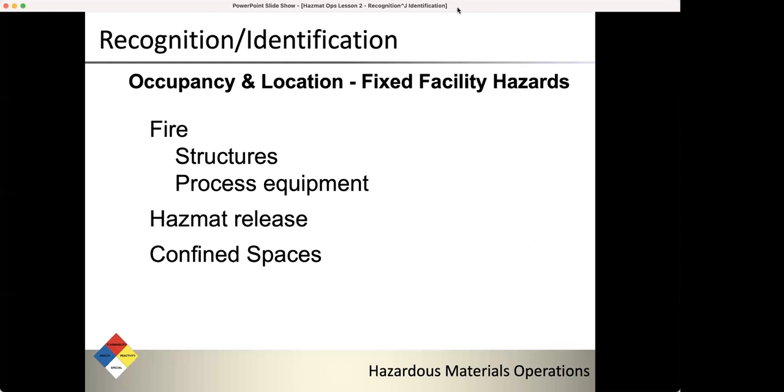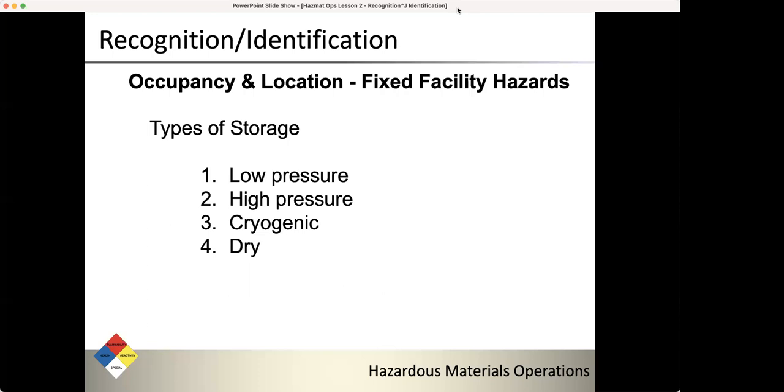So what are some hazards with fixed facilities? Well, it could be on fire, either a structure fire or some type of process equipment. There could be a hazmat release, and also confined spaces. So those are the hazards that you would find at fixed facilities.